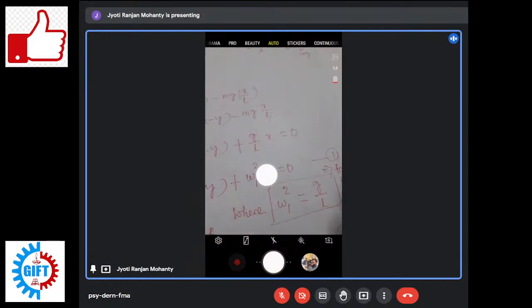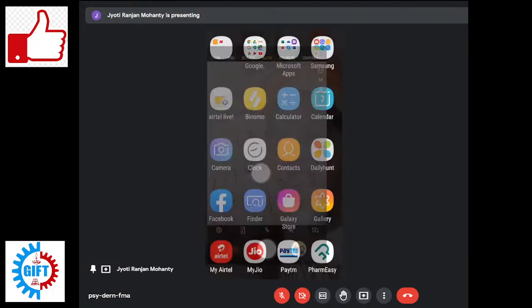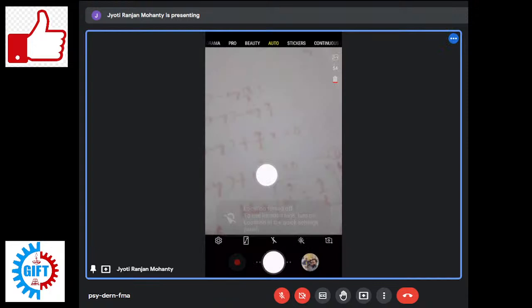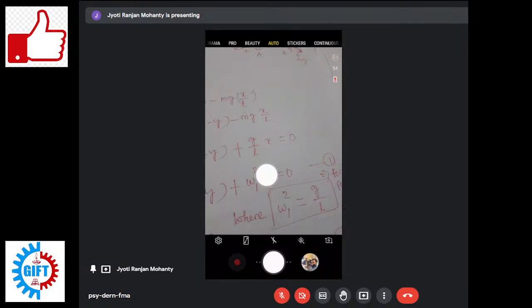Because my battery is close to ending. Take the screenshot again, don't go before that. Got the screenshot, sir. Take the screenshot quickly. Done, sir. How much time is left? Sir, only 2 minutes. 2 minutes. Okay.